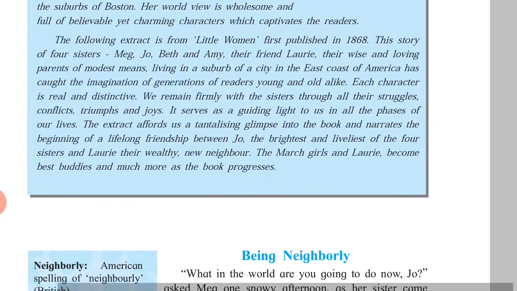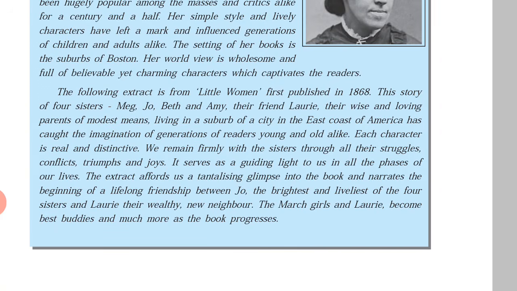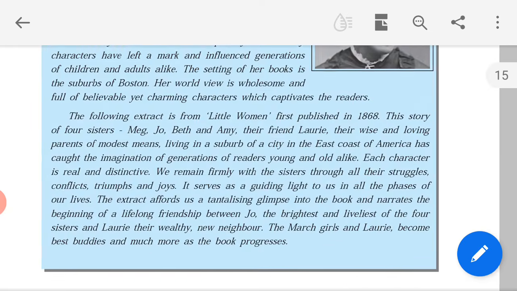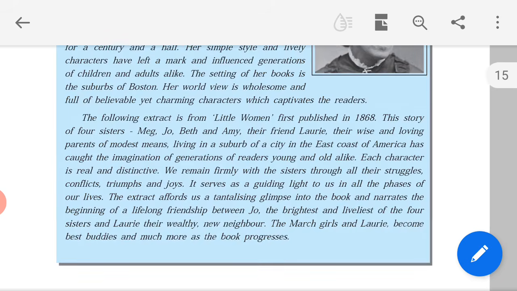The next character is Beth March. Beth March, the third March daughter, is very quiet and very virtuous. She does nothing but try to please others. She loves music and plays the piano very well. So this is the character of Beth March.